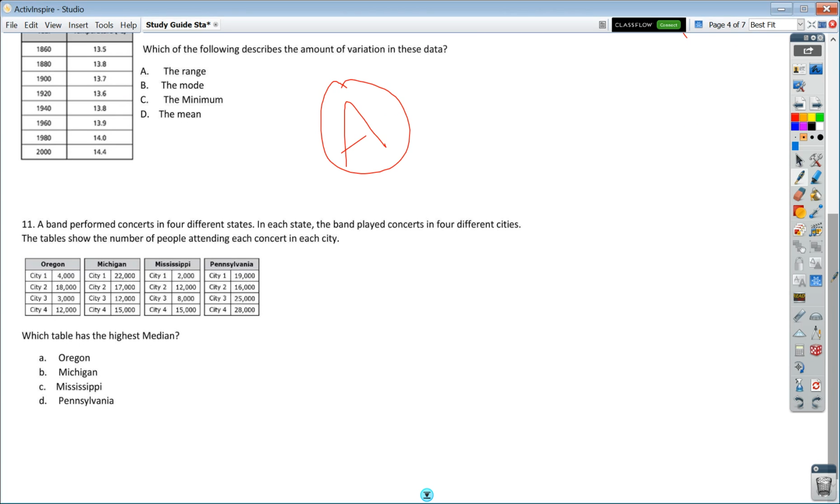Number 11. A band performed concerts in 4 different states. In each state, the band played concerts in 4 different cities. The table below shows the number of people attending the concert in each city. Which table has the highest median?